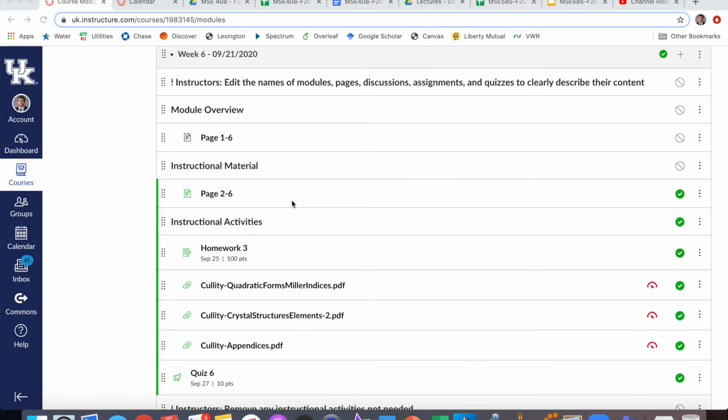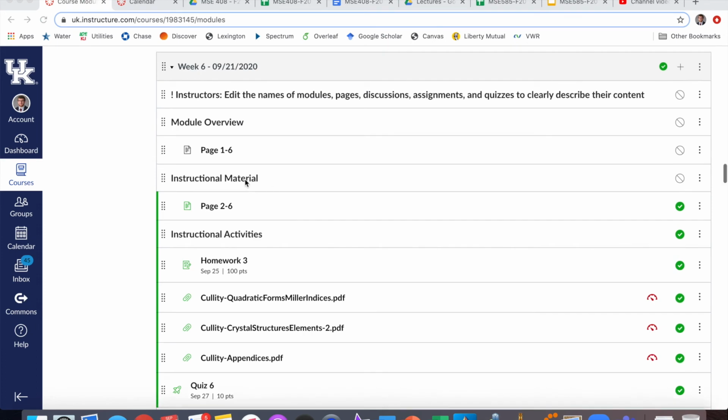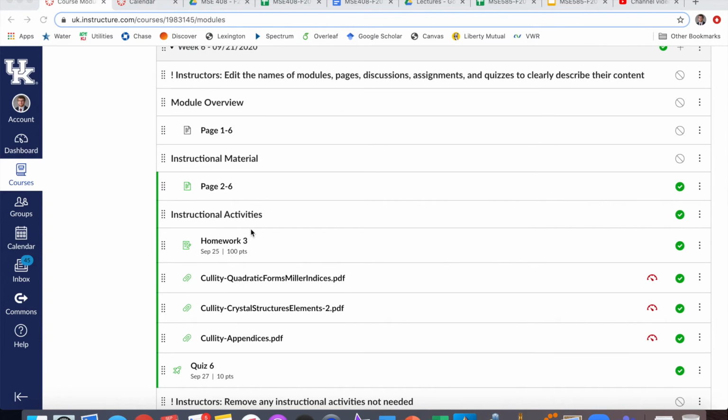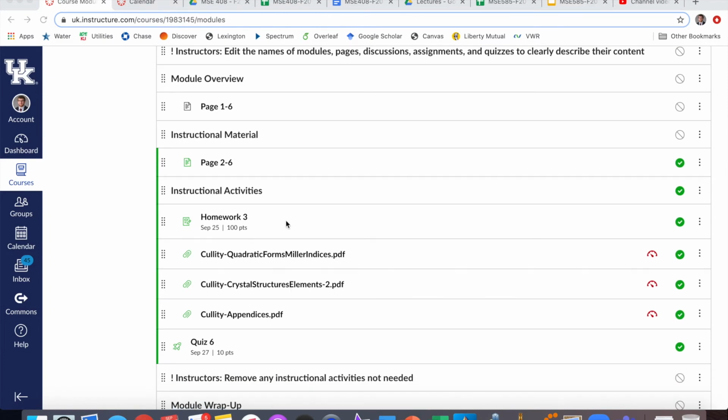So I've switched it over to our Canvas page. This is our module for week 6. And you'll see that in the instructional activities, I've added some reference files for you. So you have the quadratic form, appendix 9, and then this is crystal structure for the elements. This is that appendix 5 that we want to look at.